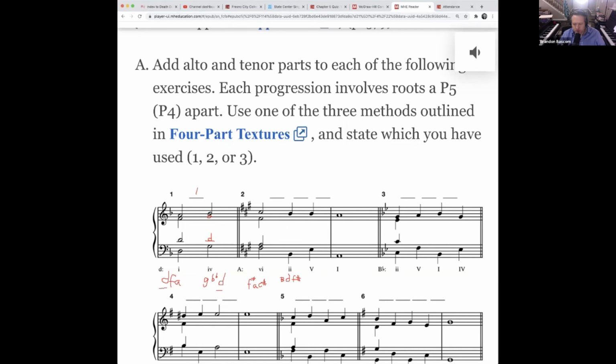Should we try way number 2 or way number 3? Let's try way number 3. Way number 3 is have the same common tone. The third of this chord, which is A, becomes the third of this chord, which is D. Does that work?